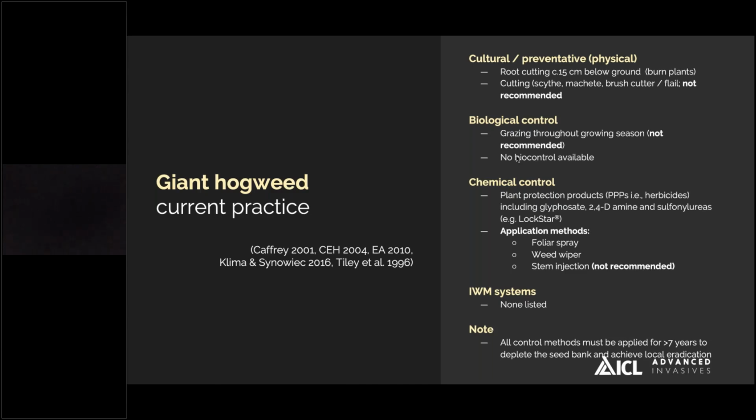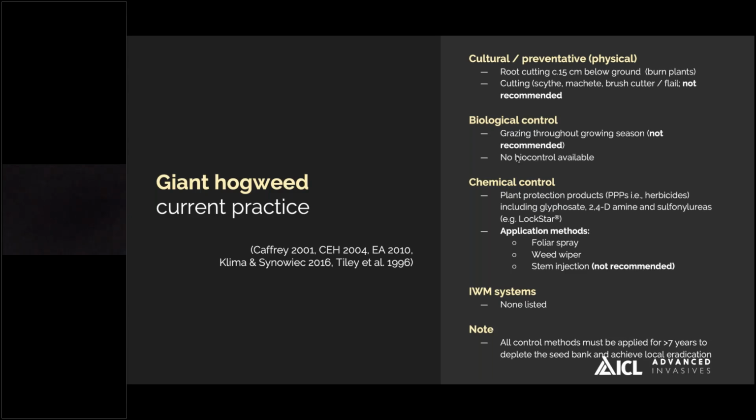The evidence isn't quite clear on that, but you've got this issue of spreading sap and coming into contact with that sap. In terms of biological control, grazing has been recommended for these species, but certainly from what I've read quite recently, livestock can become affected by the sap, and it really should be avoided.